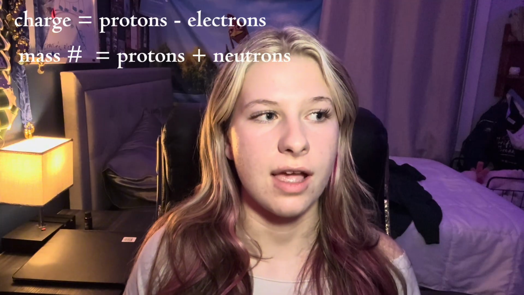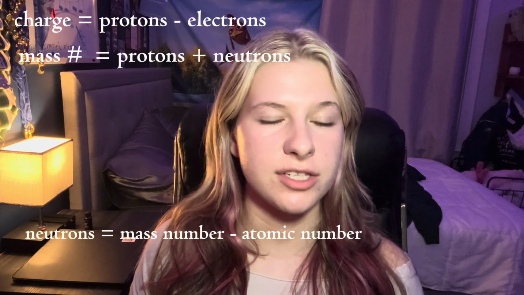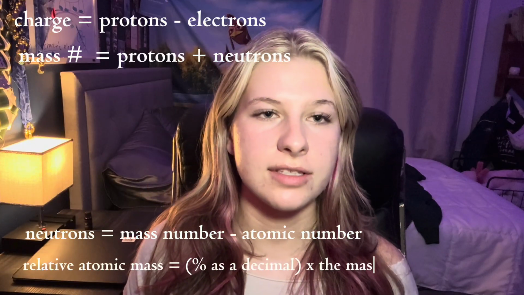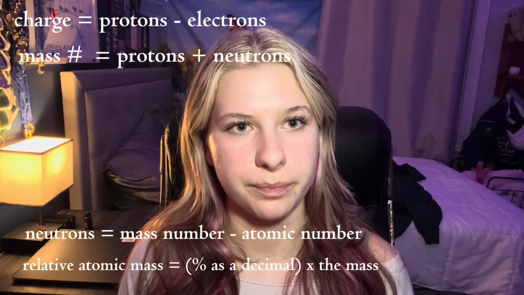Some key equations to note: when calculating ions and isotopes, we use these formulas. Charge is equal to protons minus electrons. The mass number is equal to the number of protons and neutrons combined. Neutrons are equal to the mass number minus the atomic number. And remember, relative atomic mass is the percent as a decimal times the mass of each isotope.